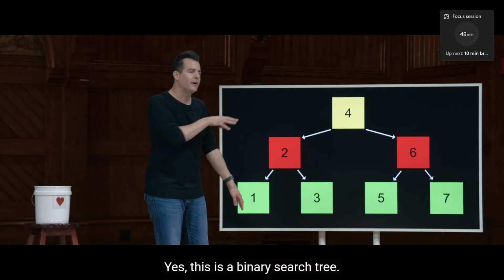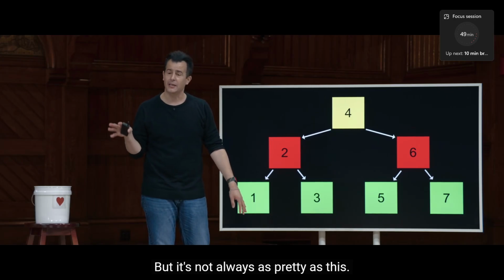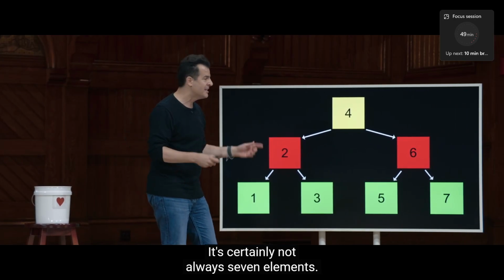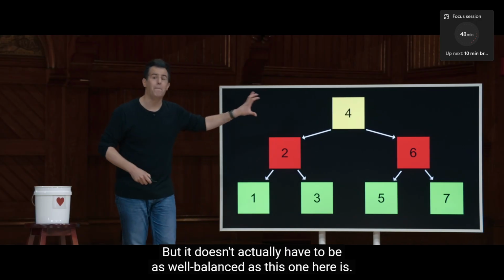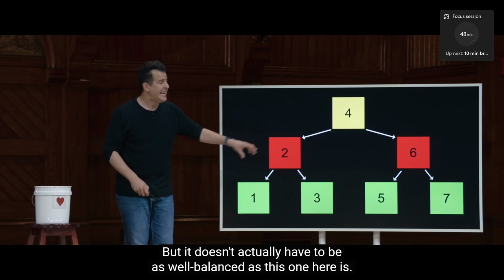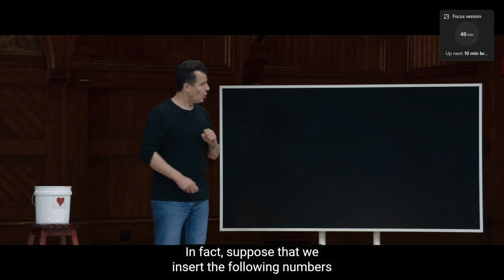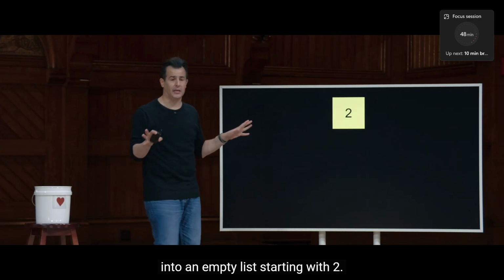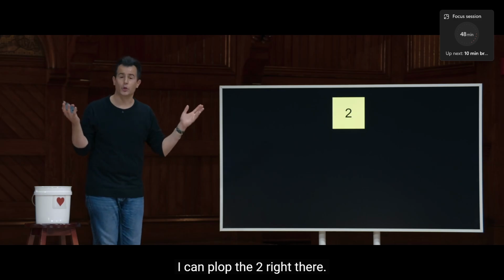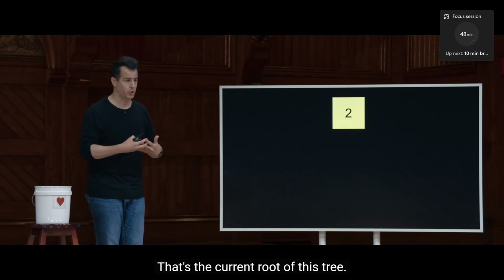Like, yes, this is a binary search tree, but it's not always as pretty as this. It's certainly not always 7 elements, but it doesn't actually have to be as well balanced as this one here is. In fact, suppose that we insert the following numbers into an empty list, starting with 2. I can plop the 2 right there. That's the current root of this tree.